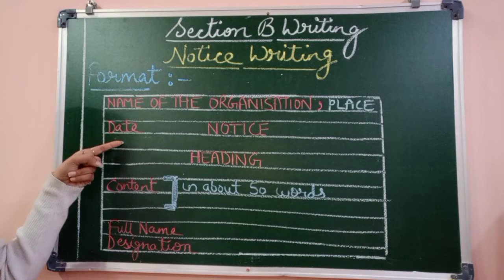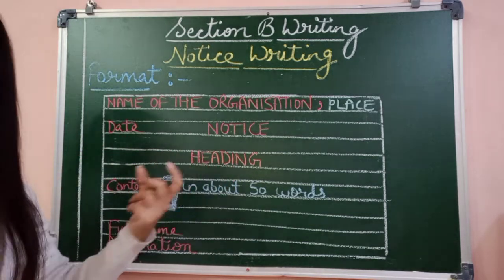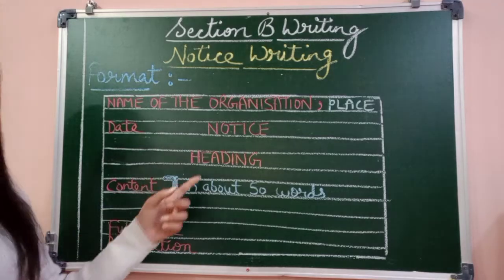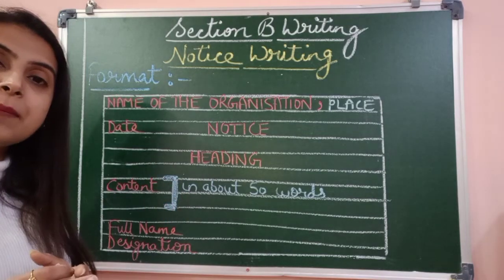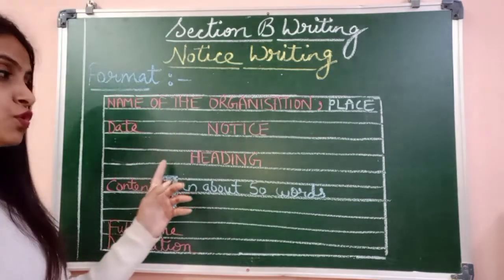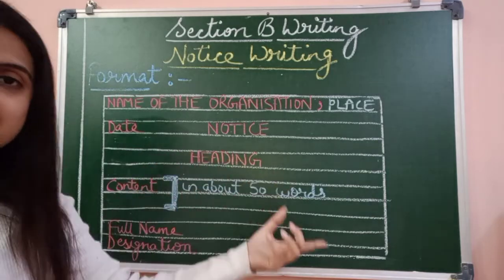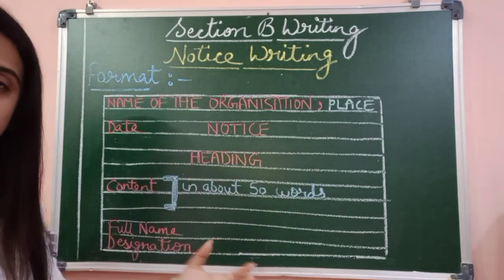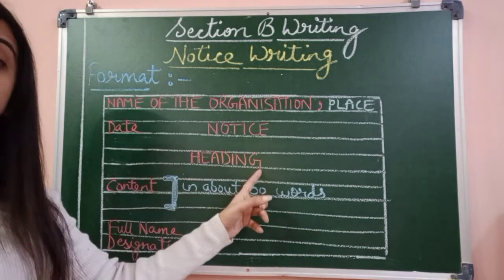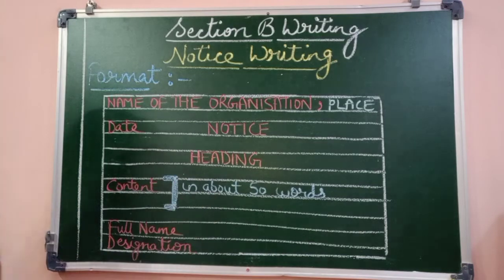Then again we leave one line, and then in the next line you have to give a title to your notice, or you can say the heading, what the notice is about. If the notice is about any competition, you need to write drawing competition or football match, or elocution competition, debate competition, any upcoming event for which you need to give the notice. The heading has to be mentioned here, right?